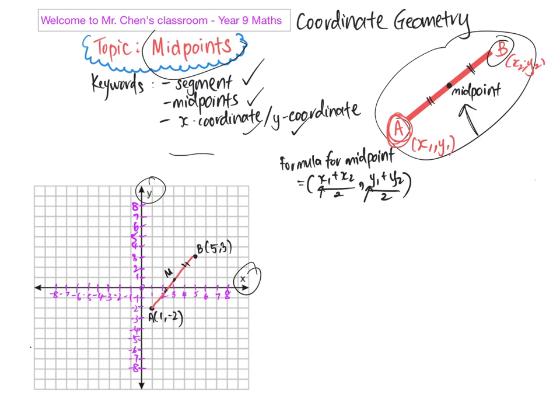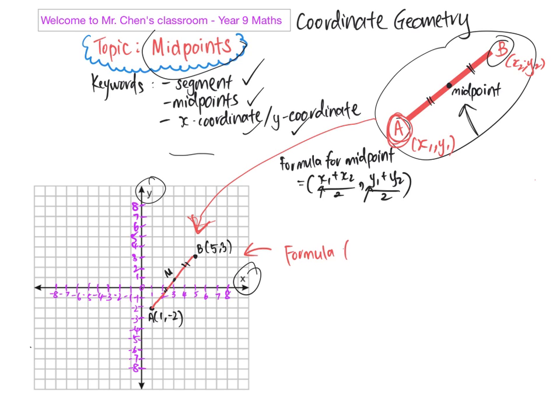Let me make an example. A has a coordinate of (1, -2), and B has a coordinate of (5, 3). Since we make A the x1, y1 and B the x2, y2, we will be able to find the midpoint just by adding the two x coordinates together and dividing by 2. It's quite simple.